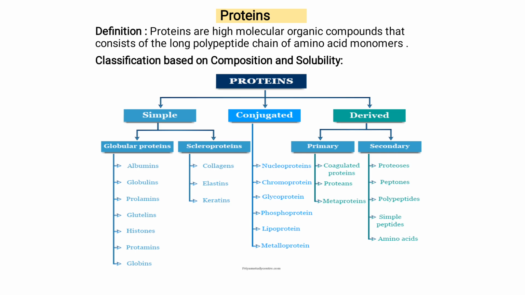The second type of derived protein is secondary. It has proteoses, peptones, polypeptides and simple peptides. These derived proteins are progressive hydrolytic products of proteins undergoing hydrolysis; proteins are degraded due to the breakdown of peptide bonds. These are the proteoses, peptones, polypeptides and peptides.